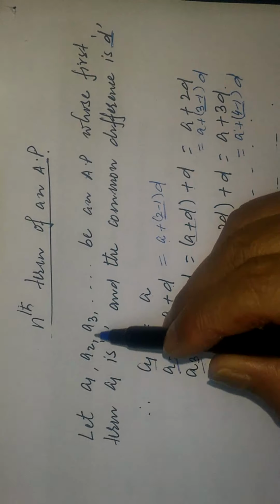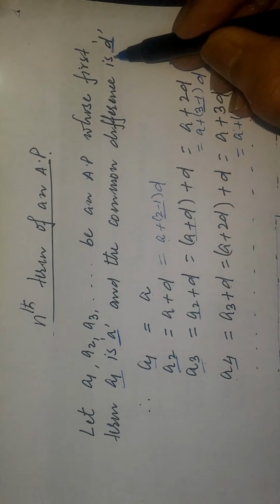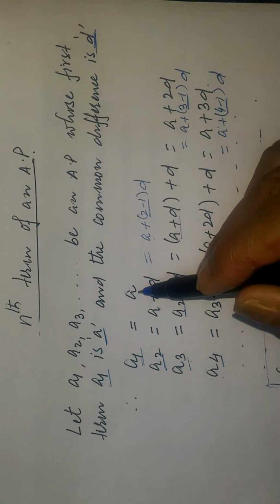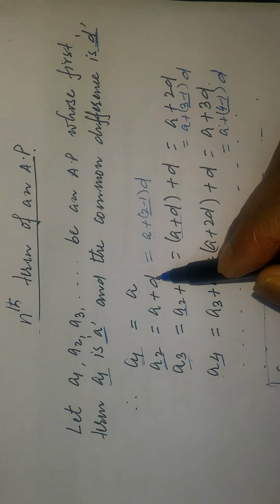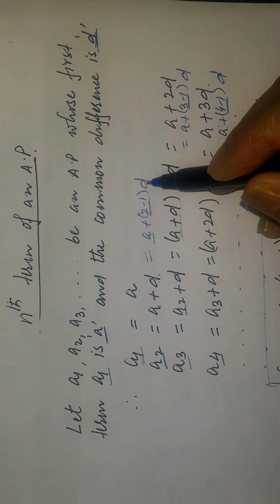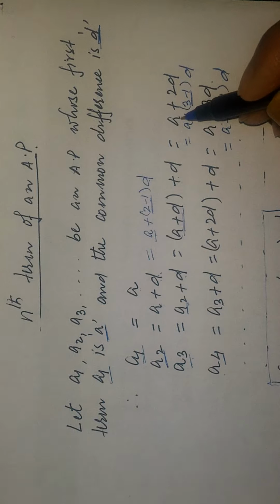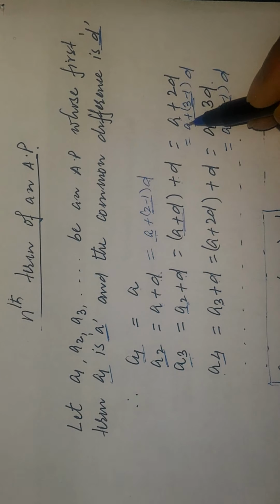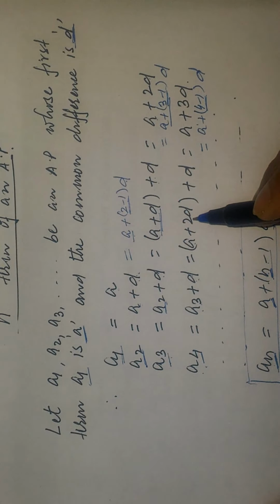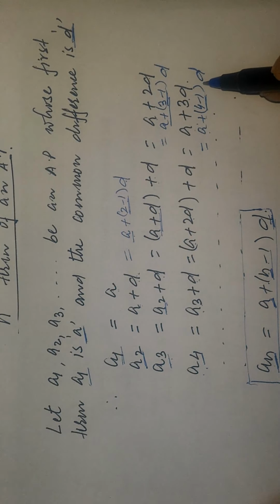Now let us say a1, a2, a3, and so on up to ap, whose first term a1 is given by a and the common difference is given by d. So we can write the terms in this manner. A1 is a. A2, so you will add d to a, so it is a plus d, and that can be written as a plus (2 minus 1) into d. A3 is a2 plus d, so a2 is a plus d, so we are getting a plus 2d, and that can be written as a plus (3 minus 1) into d. A4 is a3 plus d, a3 we have got a plus 2d, so that gives you a plus 3d, and then you can write this as a plus (4 minus 1) into d.